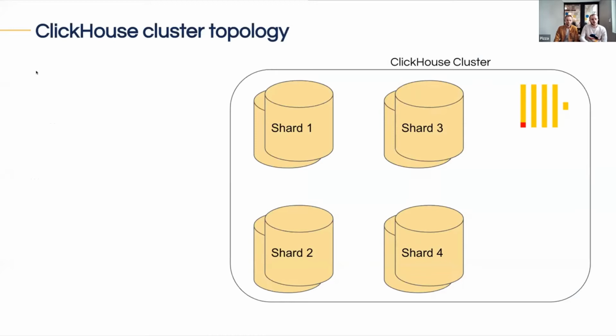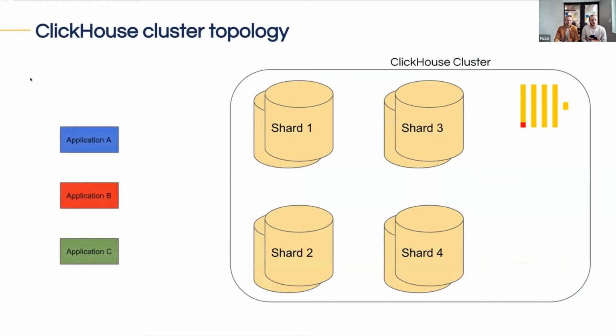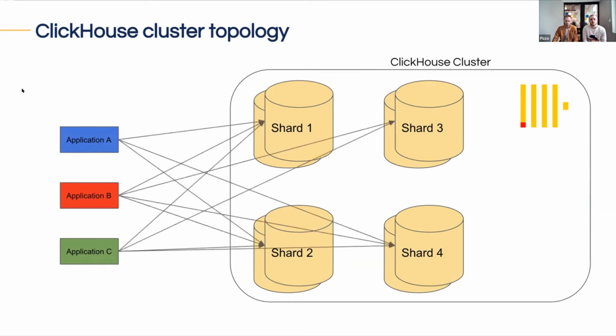Now let's imagine that we have the following ClickHouse cluster topology, where we have 4 shards, and each shard is replicated, and that we have 3 applications. Each application would like to retrieve some metrics from ClickHouse. As it is, each application would need to be aware of each shard if they wanted to implement round robin and spread the load on each shard. So if we were to add one more shard, we'd need to update every application to make them aware of the 5th shard.